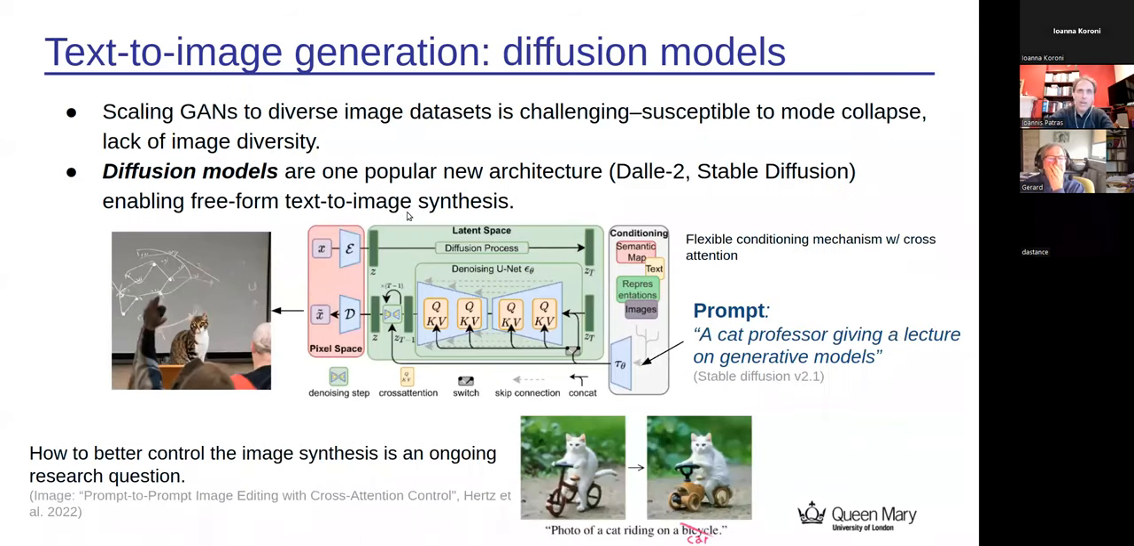I highlight here an area that I think is very interesting, and this is on recent models, on diffusion models or general models that go from text to image. I'm not going to stay a lot on that because I'm out of time, but I think that this is an area that is very interesting and very important, and this is where my group is focusing at the moment.